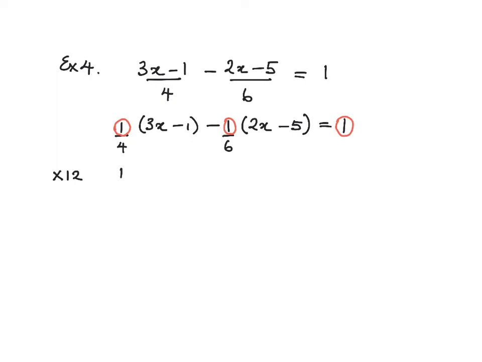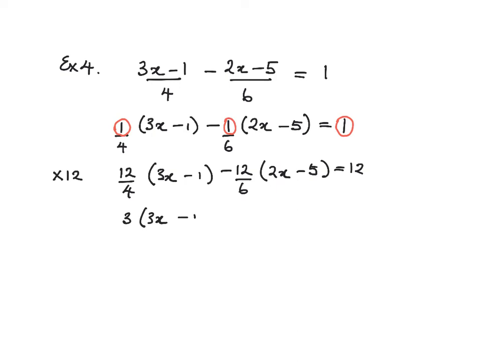So 12 over 4, 3x minus 1, minus 12 over 6, 2x minus 5, equals 12. 12 divided by 4 is 3. 12 divided by 6 is 2.